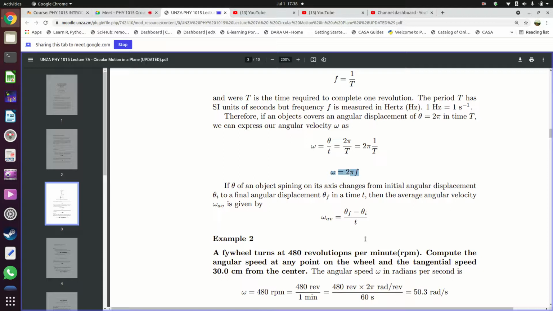All right. Now, this one here, I think there is a mistake here. What we have here is average angular velocity. Average angular velocity is supposed to be written as theta f plus theta i divided by 2. So I think there's a problem here.